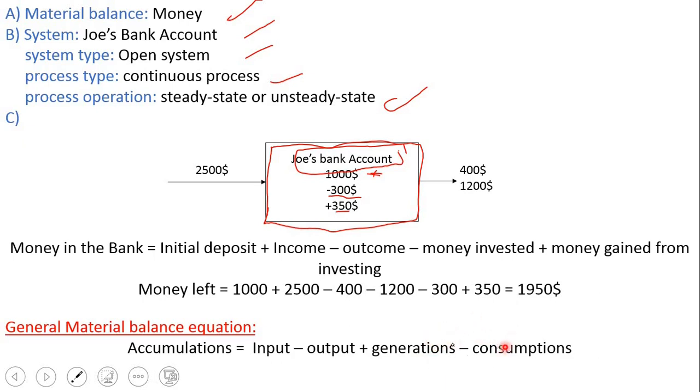If there is no chemical reaction, mostly there will be no generation or consumption. And as I said before, if the system is steady state, the accumulation also will be zero, because in a steady state system there is no accumulation. So if the system is steady state and without reaction happening, the input will equal the output.